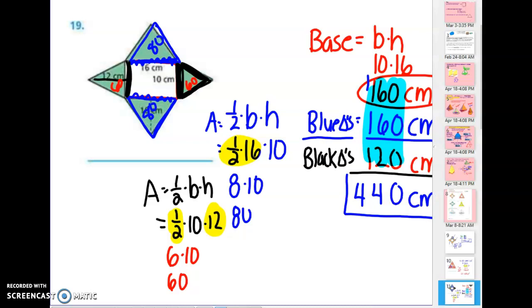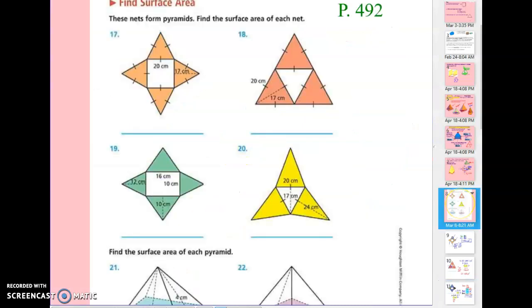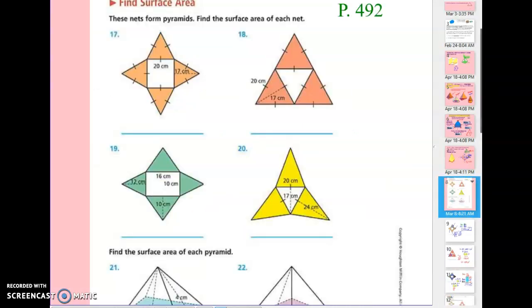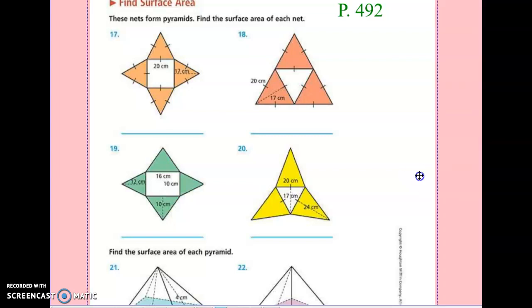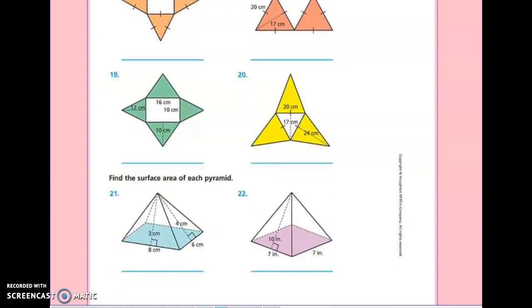Okay, right now here's what I'd like you to do. I'd like you to do these next 3. We did 17, 18, 19. I'd like you to pause and try number 20, 21, and 22, and we'll check your answers in just a second. So please pause and work on those last 3.